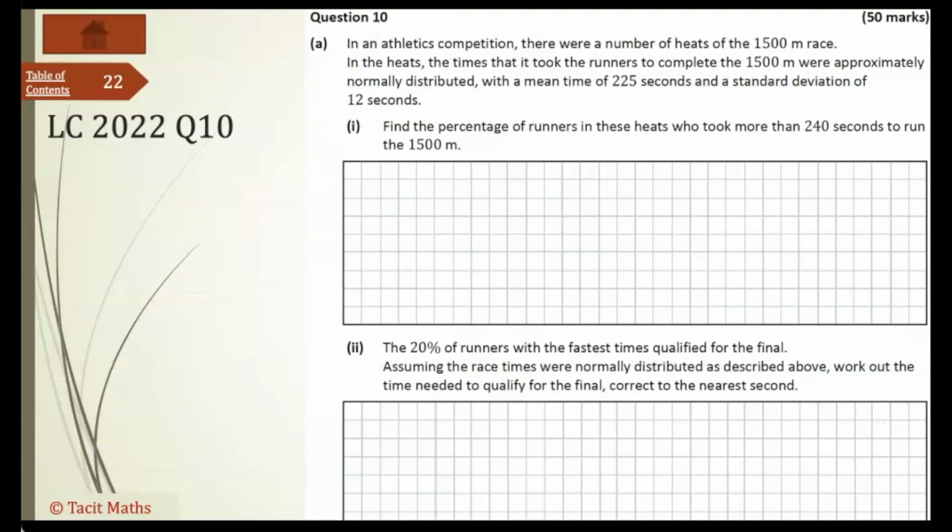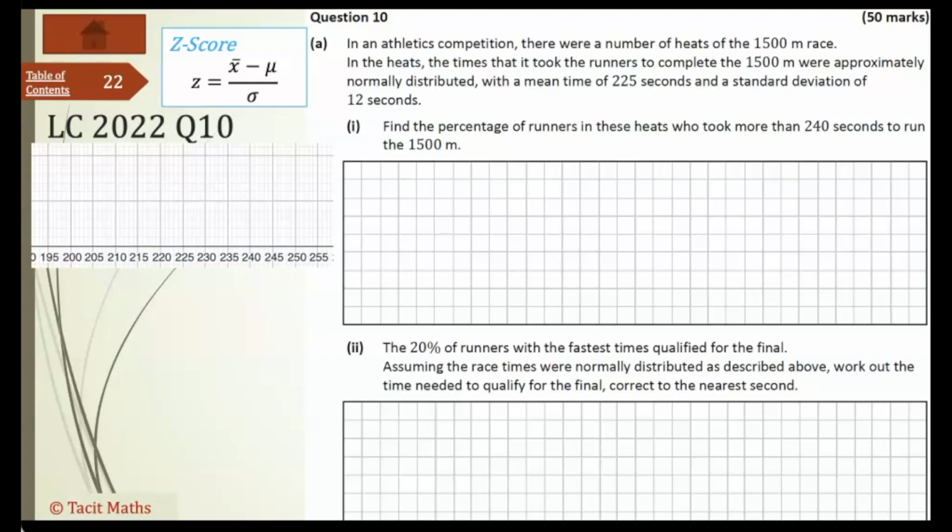So if we look at part A, as I mentioned earlier, by the time the Leaving Cert comes, as soon as you see this question, you will know that it's a Z-scores question. Right, so find the percentage of runners of the heats that took more than 240 seconds. So the Z-score formula should be coming into your head straight away. And when you're doing these, you should always start off with a diagram. Right, so they mention here that the mean is 225.